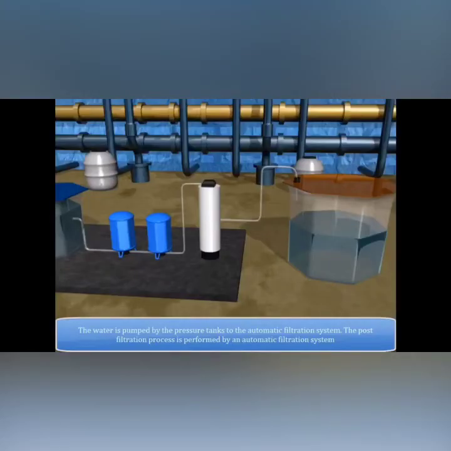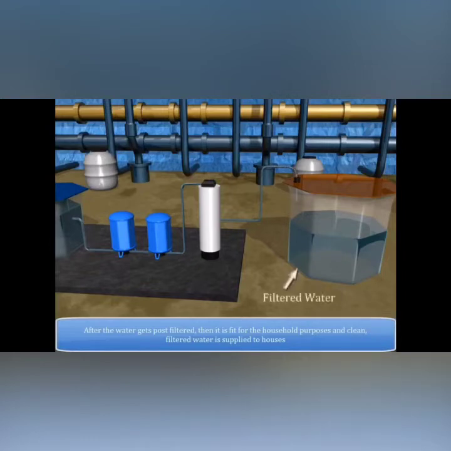Since the ozone will react with the metals to create insoluble metal oxides, post-filtration is required. The water is pumped by the pressure tanks to the automatic filtration system. The post-filtration process is performed by an automatic filtration system. After the water is post-filtered and fit for household purposes, clean, filtered water is supplied to houses.